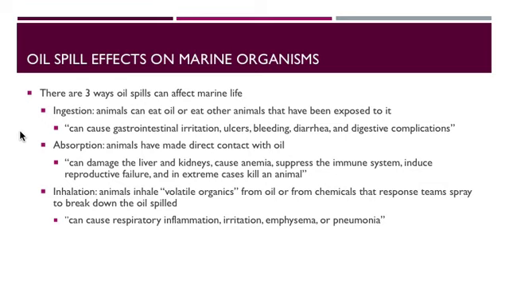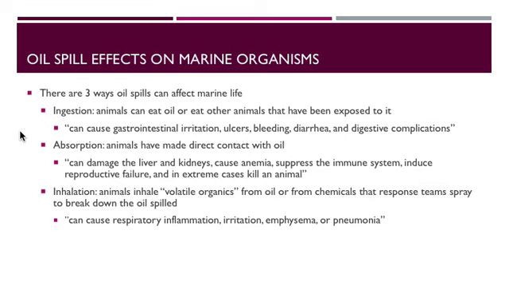The second way oil spills can affect marine life is through absorption. Absorption is when animals have made direct contact with oil. Absorption can damage the liver and kidneys, cause anemia, suppress the immune system, induce reproductive failure, and in extreme cases, kill an animal. For example, a sea turtle's embryos can grow considerably slower than what is normal.